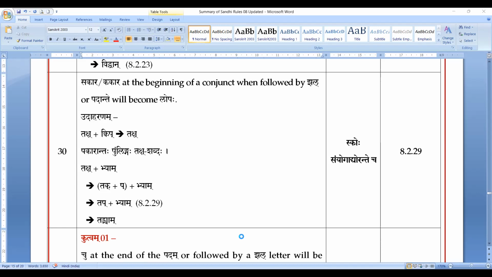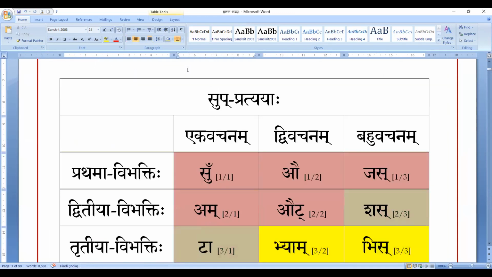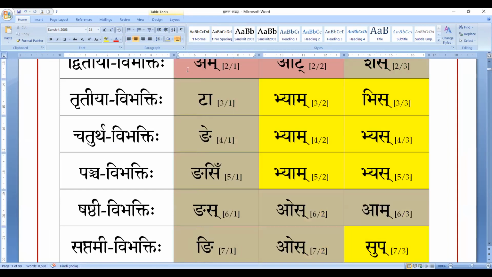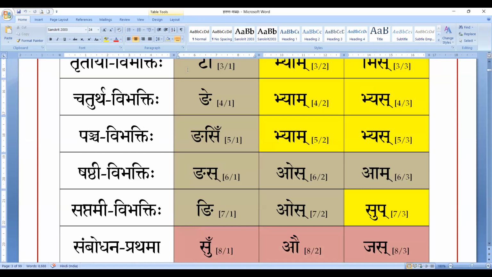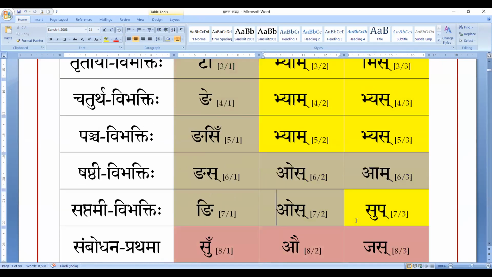Please see the screen. For Pullinga and Strilinga, the pratyayas are Su, Au, Jas, Am, Auut, Shas, Ta, Bhyam, Bhis, Nge, Bhyam, Bhyas, Nasi, Bhyam, Bhyas, Nas, Os, Am, Ni, Os, Sup, then Sambodhana Prathama Su, Au, Jas. Now, the pratyayas 3-2, 3-3, 4-2, 4-3, 5-2, 5-3, and 7-3 are highlighted in yellow color.